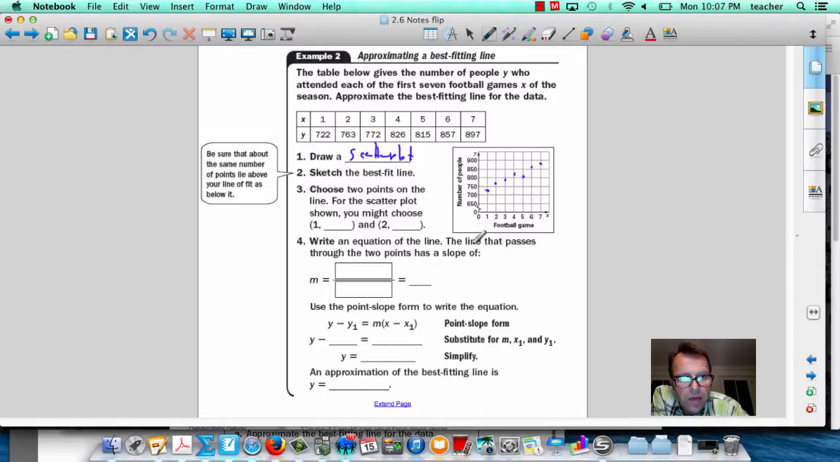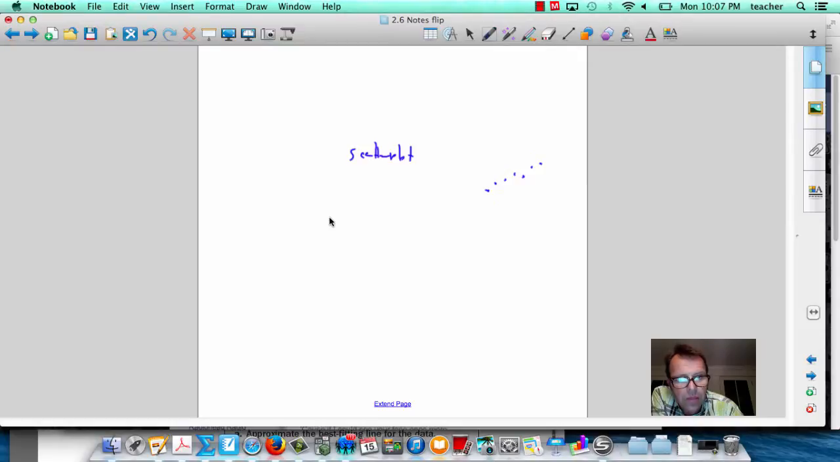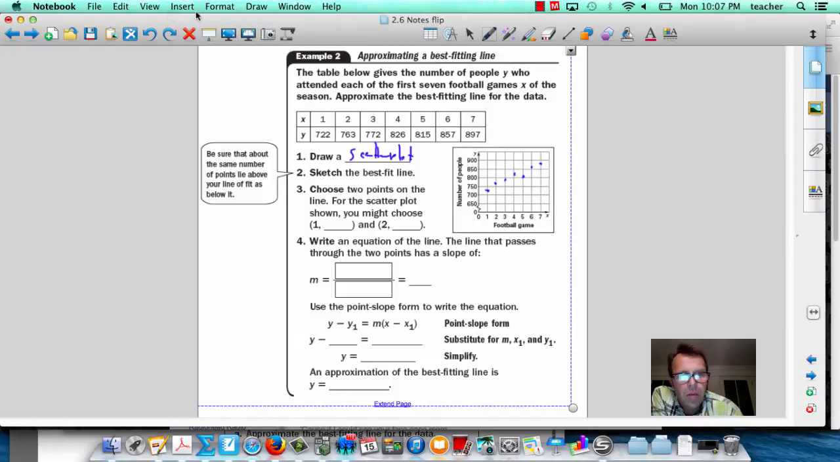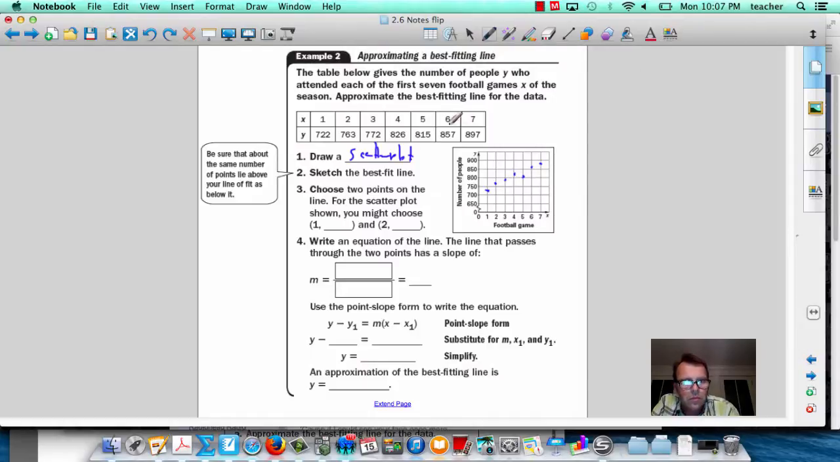Choose 2 points on the line for the scatter plot as shown. So I chose 1 comma 722 and 2 comma 750. And now we're going to write the equation through that.